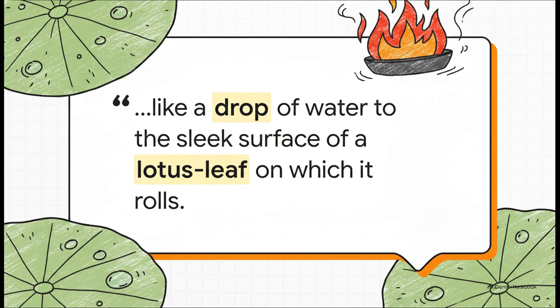Just picture that for a second. The water touches the leaf, it rolls right across it, but it never actually permeates it. It doesn't stain it, it remains totally distinct and pure.